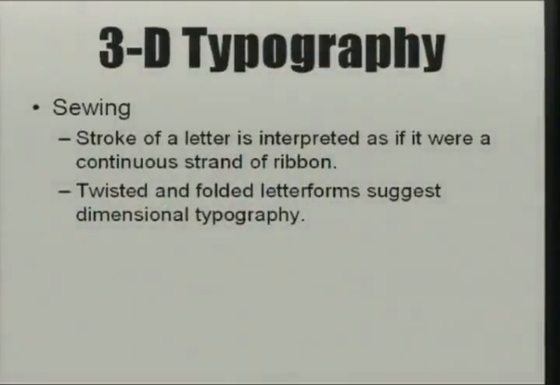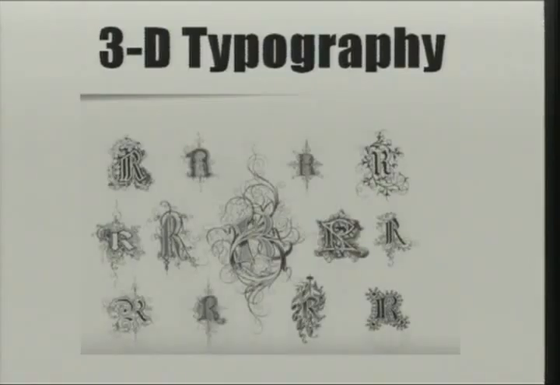All right, so the next way that a typeface is usually switched up a little bit to make it three-dimensional is a technique called sewing. The stroke of a letter is interpreted as if it was a strand of a ribbon. Twisted and folded letter forms suggest dimensional typography, just the way ribbon type's texture goes. I'll show some examples here.